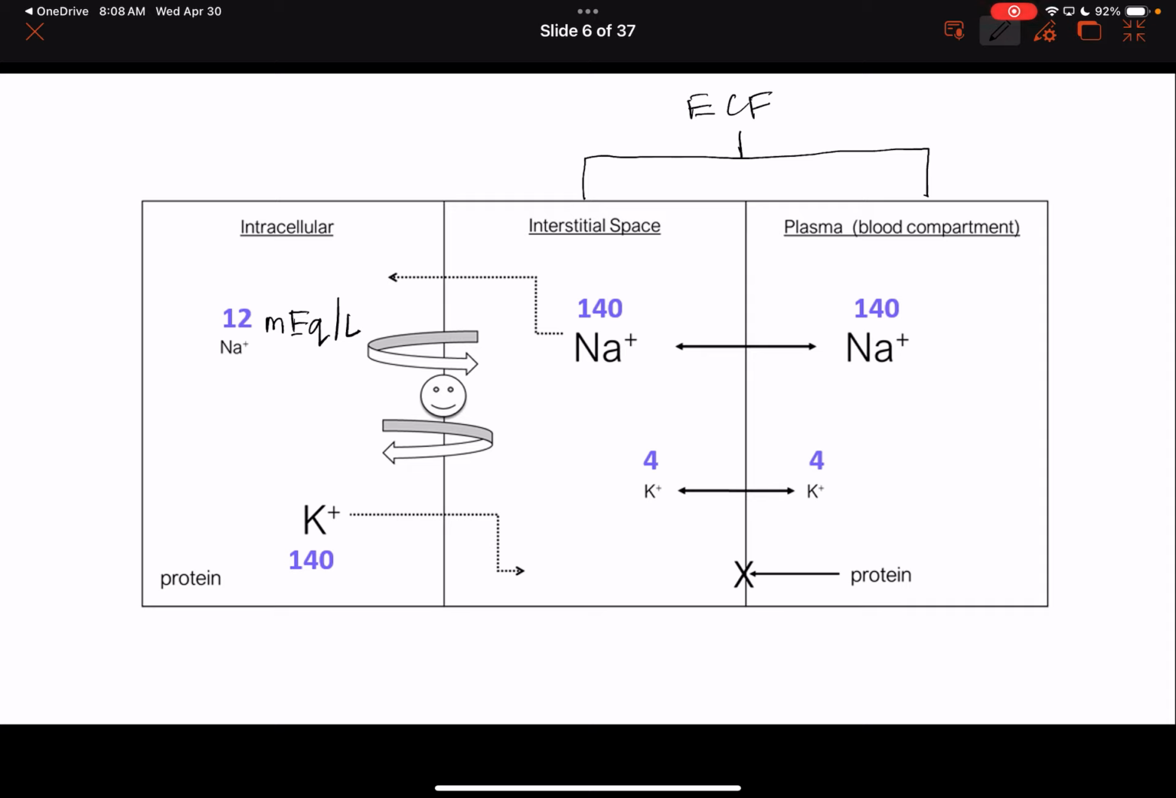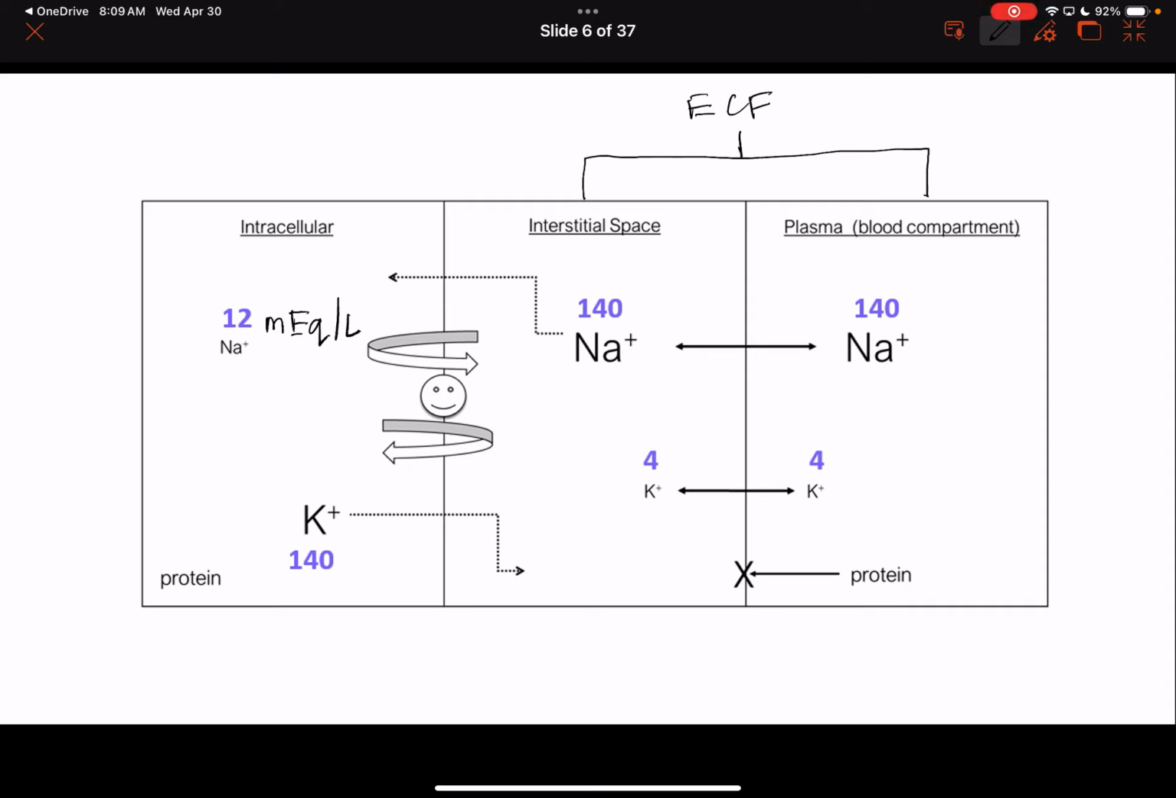So sodium is our most important extracellular cation, so our positive ion that's outside the cell. That's the most important one, while potassium is our most important intracellular cation. So for potassium, it's 140 milliequivalents inside the cell and about 4 in the extracellular fluid, both in the interstitial fluid and the blood plasma.